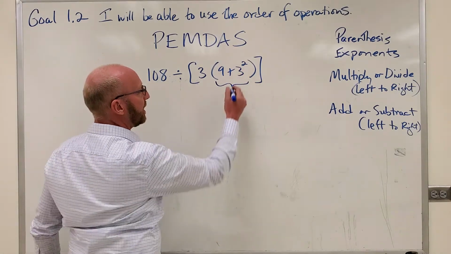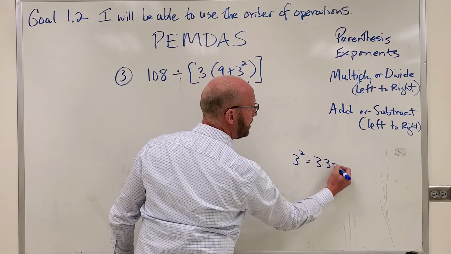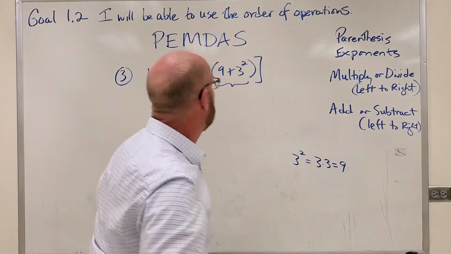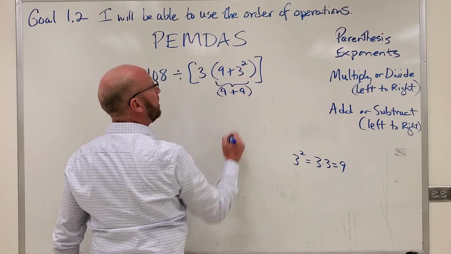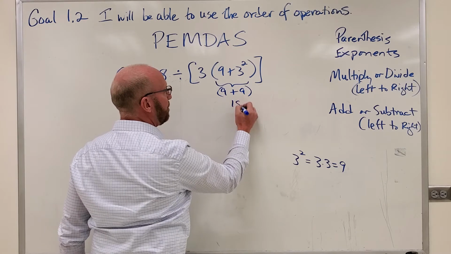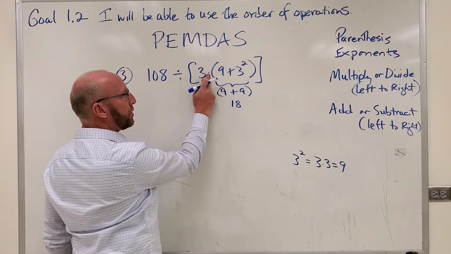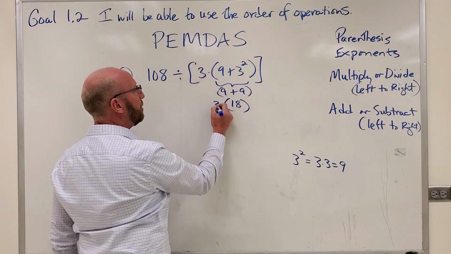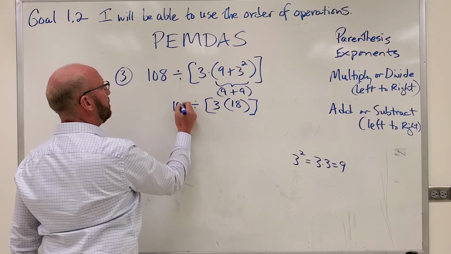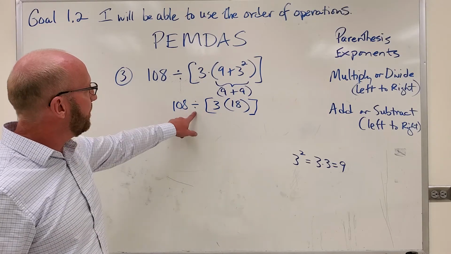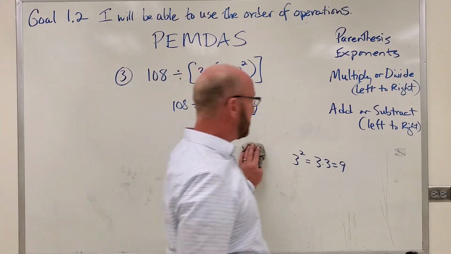3 squared is 3 times 3. 3 times 3 is 9. Remember, 3 squared is not 6. It's 3 times 3, or 9. So what is 9 plus 9? It's 18. So my parenthesis is 18. Since there's no operation symbol, this is a times. 3 times 18. So I have 108 divided by 3 times 18. How much is 3 times 18?